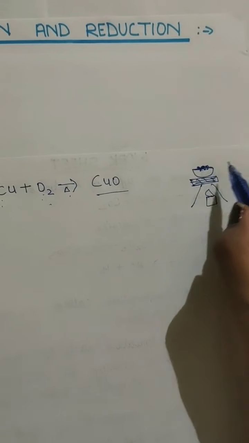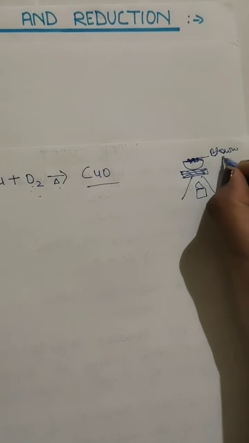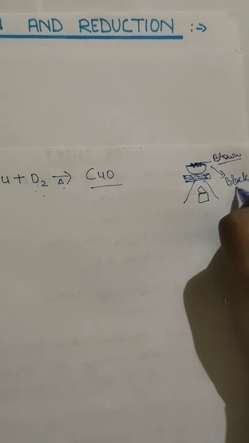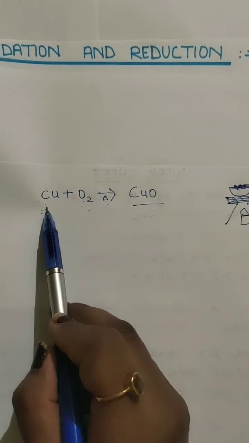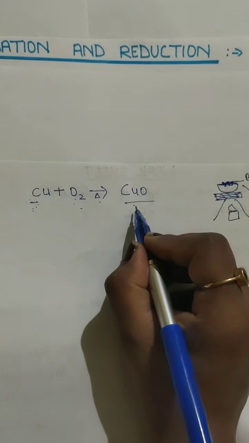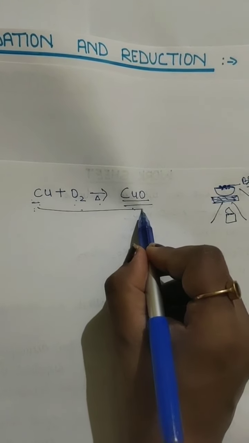After heating, what we'll see is that the brown color of copper will be converted into black color. This brown copper will be converted into black powder due to the formation of copper oxide. So that means this is an example of an oxidation reaction.